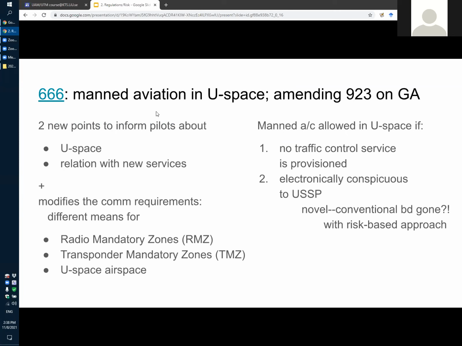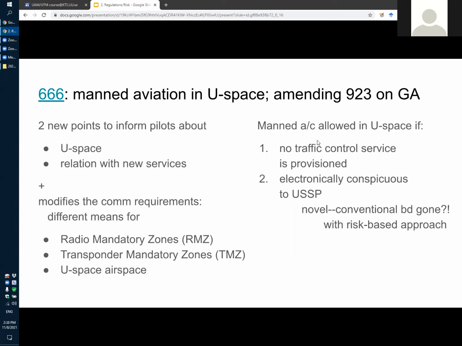This one is about manned aviation in U-Space, amending the previous regulation for manned aircraft. Basically, 2 new points, just to let manned aviation pilots know that there is U-Space with a certain set of services, and that in certain places you would have certain requirements for communication, like radio, which can be mandatory, and a transponder may be mandatory, and that there exists U-Space, a special airspace zone which didn't exist before.